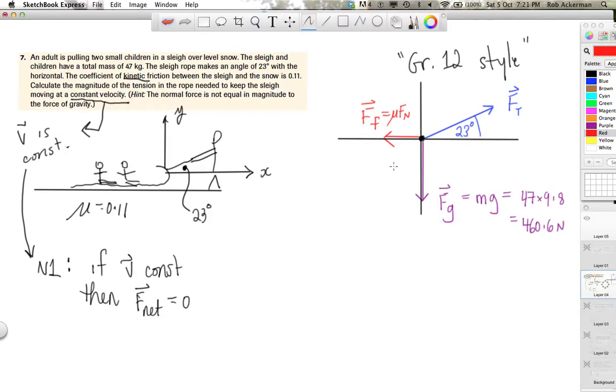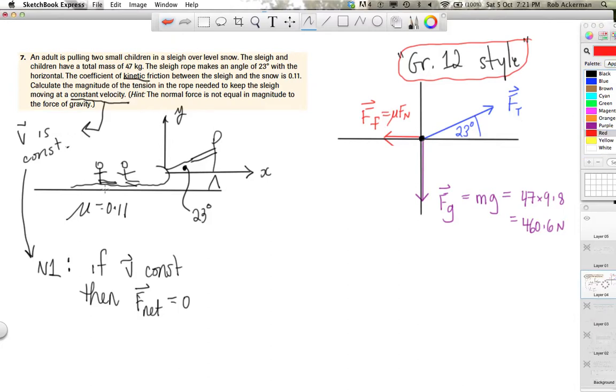Now at this point, you might be tempted to write that that's equal to mu mg. But remember, that was in grade 11. You're now in grade 12. This may or may not be the case. You have to analyze the situation on its own merits. So actually, let's just get rid of that. This might be wishful thinking. I'm going to delete that for now. Let's just keep going with what we know before we commit to something that is a mistake.